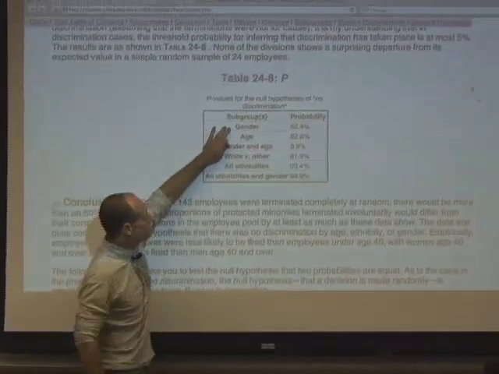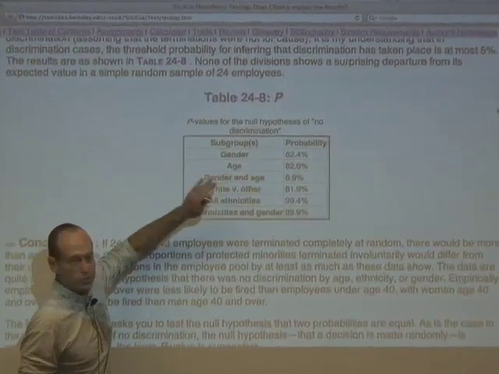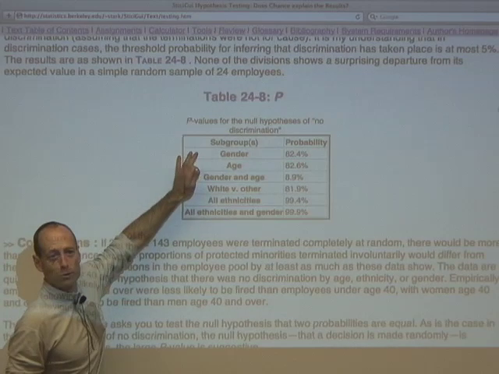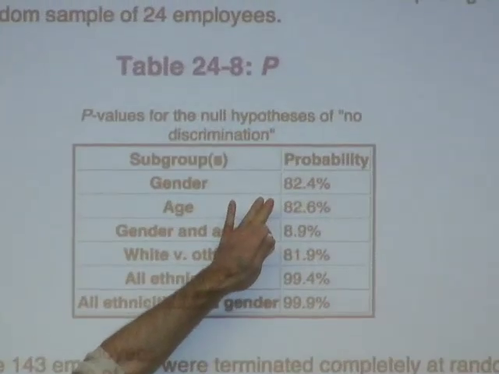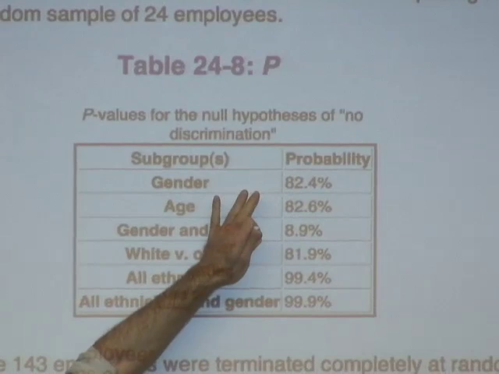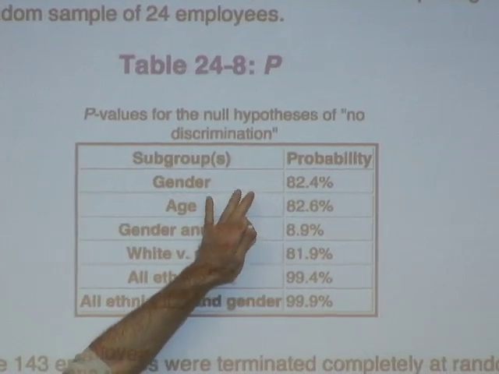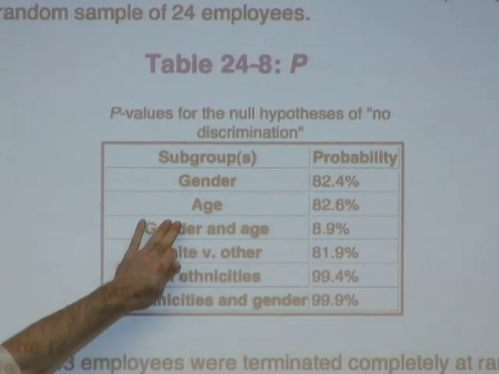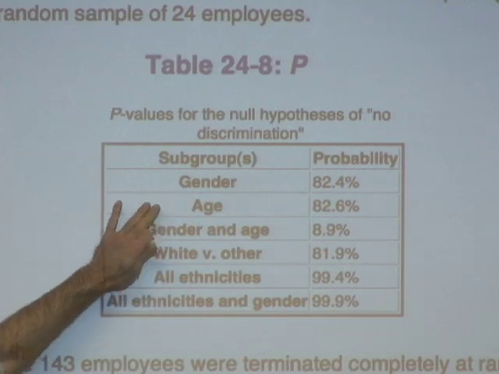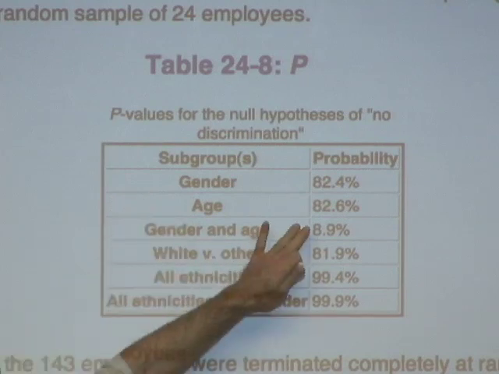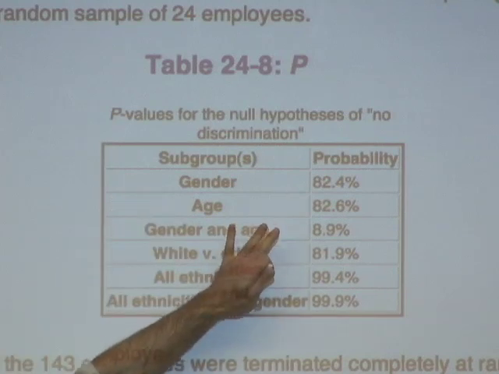If you just look at gender alone, the chance you would see such a big difference in the rate at which men and women were being fired is 82%. So that's not very surprising that you would see that big a difference, even if people were being fired at random. The chance that you would see that big a difference in the rates at which people were being fired based on being under 40 or over 40 is also something like 80%. Not surprising, even if nothing is going on.